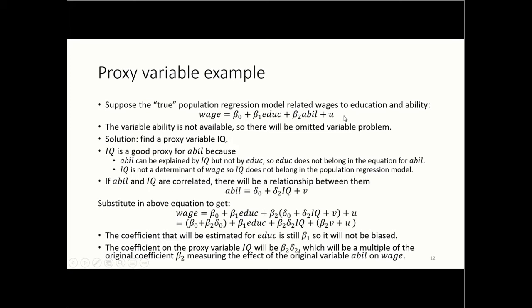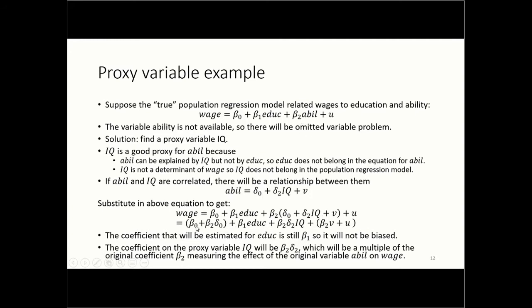And we shouldn't expect that your IQ score would affect the wage because no one asks you for your IQ score during an interview. Okay, so now that we've decided that IQ is a good proxy for ability, and they're correlated, there will be a relationship between them. So ability here is regressed on IQ. This will be the coefficient in that relationship. So if we substitute ability into the above equation and open parentheses, this is what we will have.